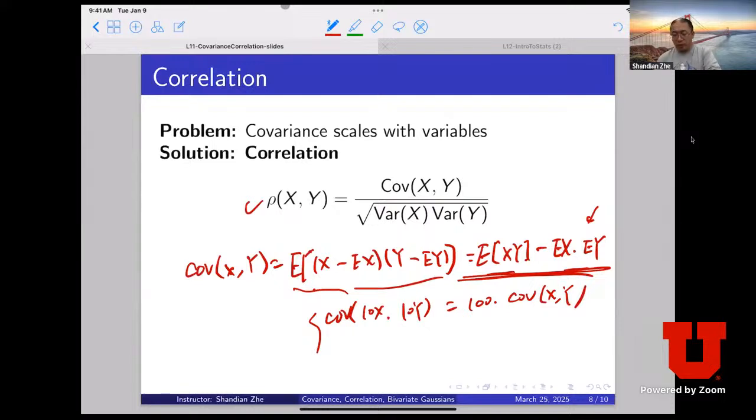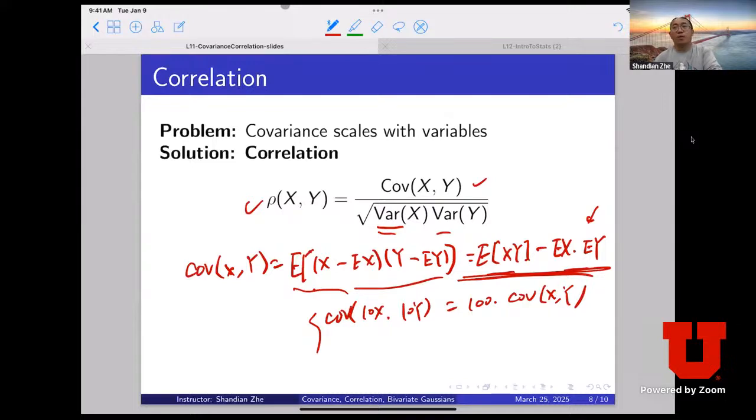That motivates the definition of the so-called correlation or correlation coefficient. So what is the correlation coefficient? You just normalize the covariance by the product of the standard deviations of these two random variables. Variance takes square root is standard deviation, right? So you divide the covariance of x and y by the standard deviation of x and the standard deviation of y, and you get your correlation. Any question regarding the definition?